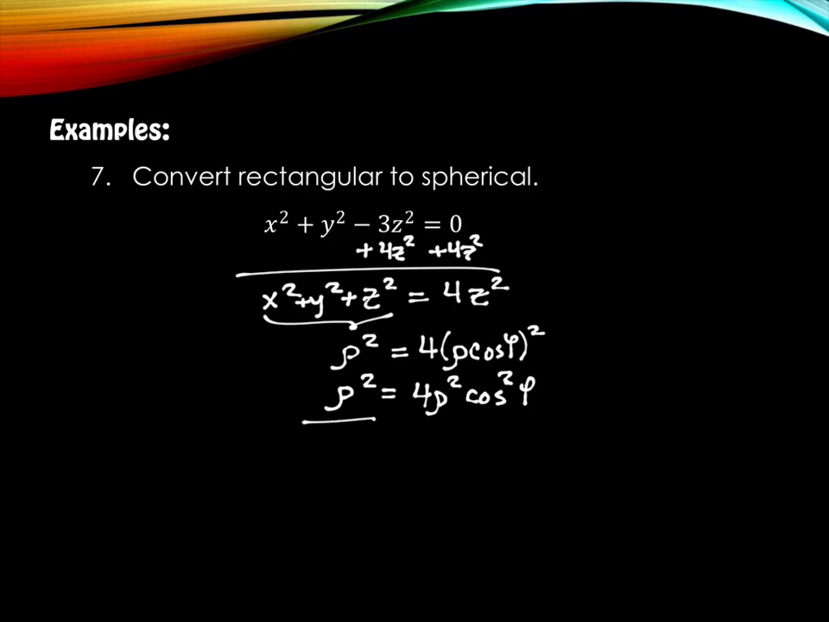And I can actually divide both sides by rho squared, as long as rho's not 0. If rho's 0, we don't have a three-dimensional shape anyway. So we'd have 1 on the left, and we'd have 4 cosine squared of phi on the right.